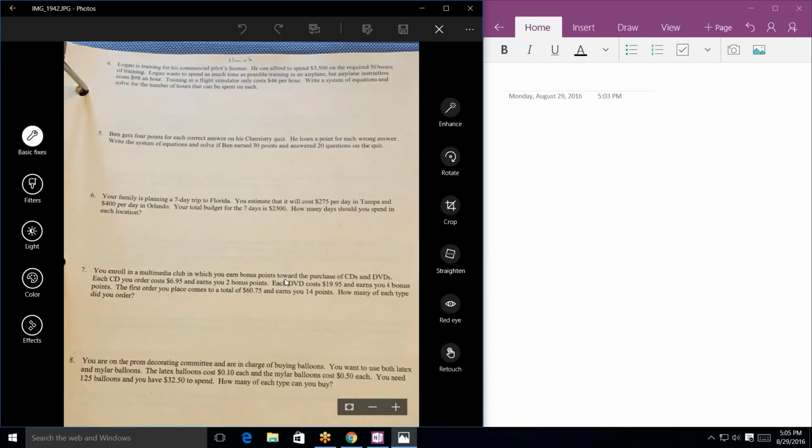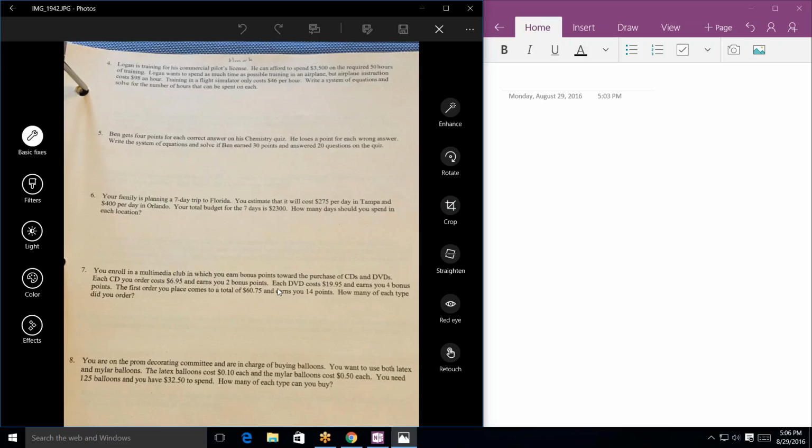We can start with number 4. What's the secret to word problems? If you remember this, you will not have problems with word problems. Identify the variables. Start off by not just identifying the variables, but spell out what each one means.